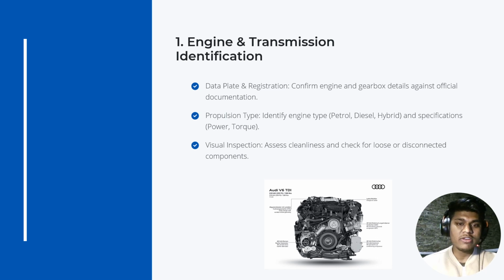We begin with the identification phase. To ensure this vehicle matches its official documentation, I am cross-referencing the data plate and registration documentation to confirm the VIN and gearbox code. This particular model features a B60 propulsion system delivering 220 kilowatts and 580 Newton meters of torque. I have performed an initial visual inspection of the engine bay, checking for general cleanliness and ensuring there are no loose connectors or obviously disconnected components that could interfere with our technical testing.